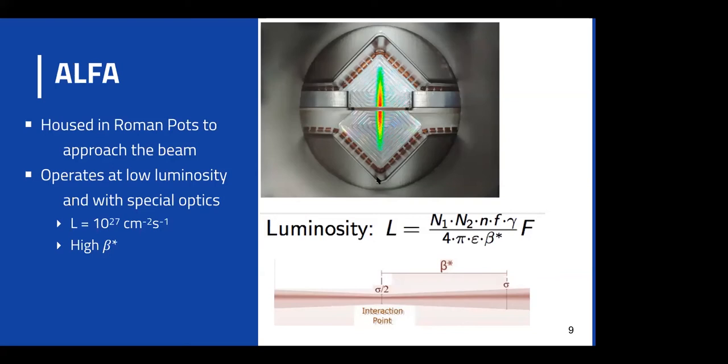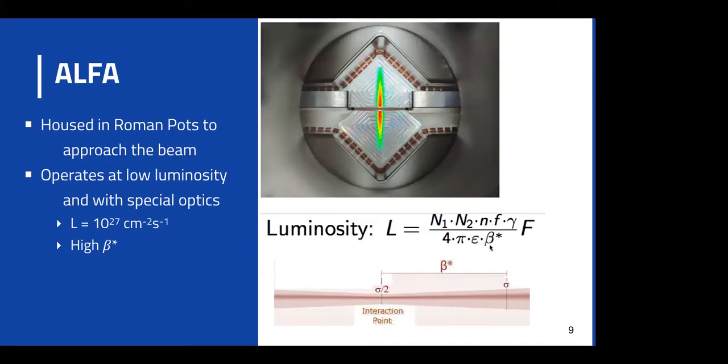ALFA cannot take data at high luminosity. It was designed to operate with special optics and very low luminosity. Here we see the expression of the luminosity at the LHC. We have the number of protons per bunch, the number of bunches, and the revolution frequency. Down here we have the emittance and beta star, and this is a factor that takes into account the crossing angle of the beams. So ALFA runs at high beta star.